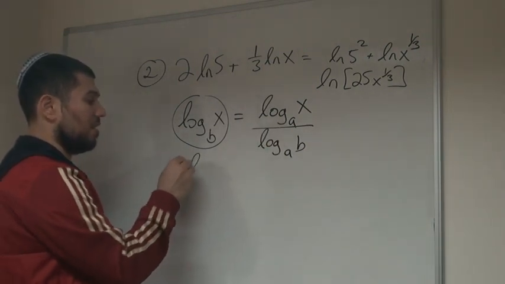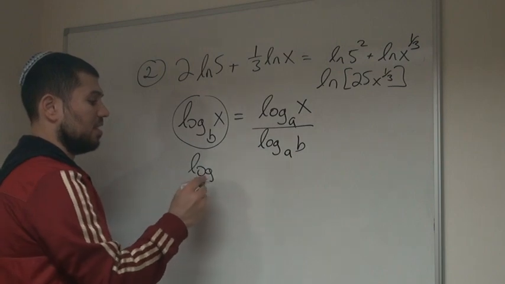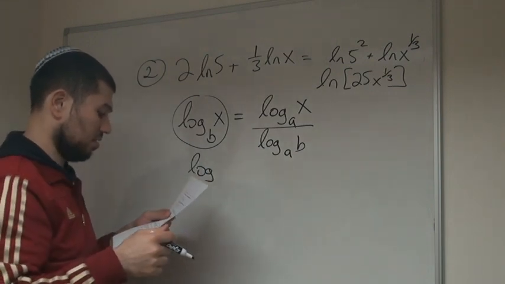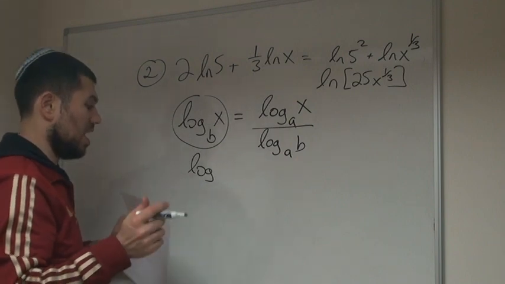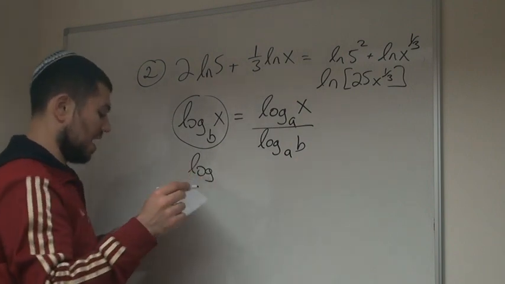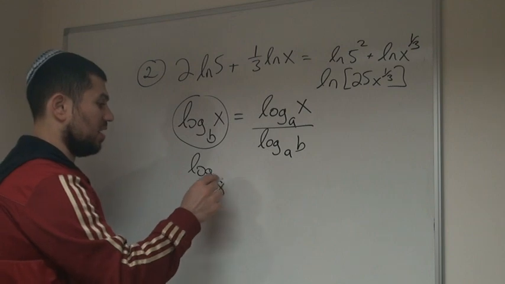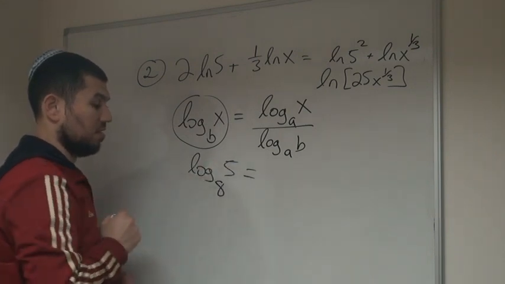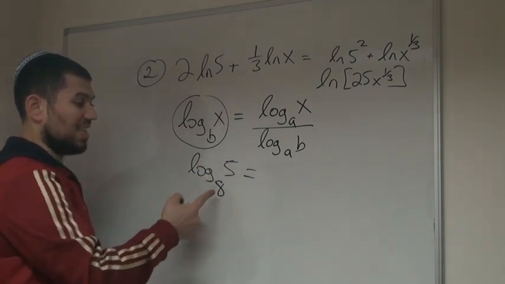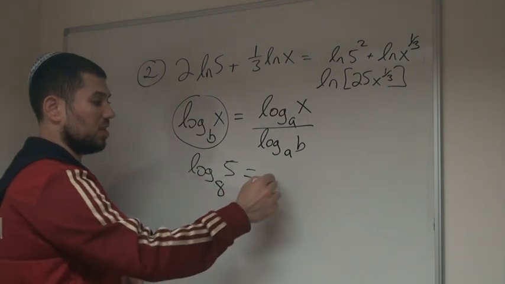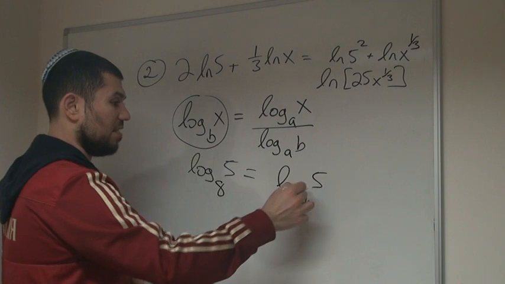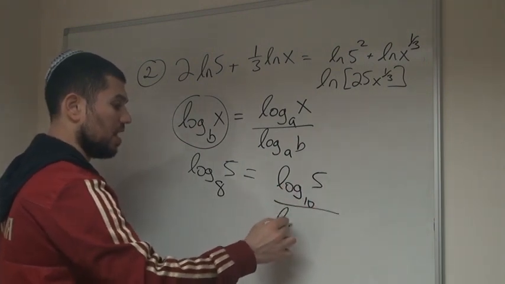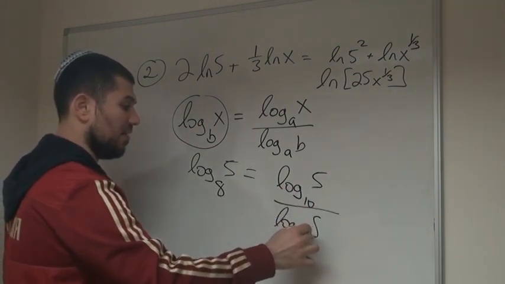So if I have log to the base, and let's use a live example, log to the base 9 of 20, or I have log to the base 8 of 5. Technically, you can change this to be log to the base 10 of 5 over log to the base 10 of 8.